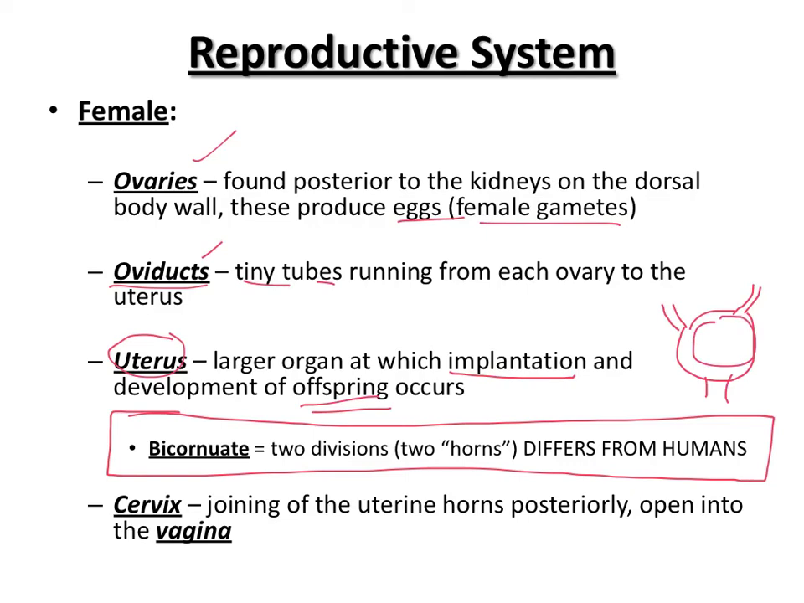In the mink, we don't see that. In the mink, it's basically like these two tubes that join together and then become one tube. But that would be the uterus, and it just kind of has two sides to it, or two horns to it, as we call it. And that's the major difference between a human female reproductive system and a mink one. Then at the lower, posterior area of the uterus, you will find the cervix. This is where those uterine horns come together, and then that opens up into the vagina, or the vaginal opening.